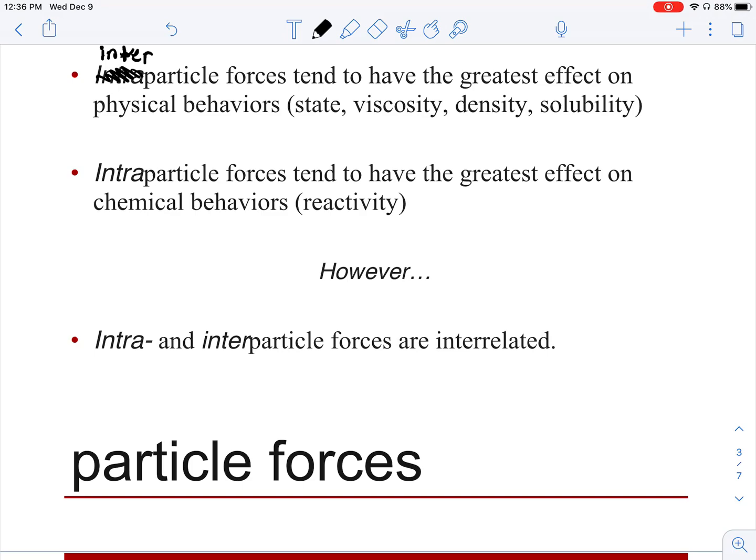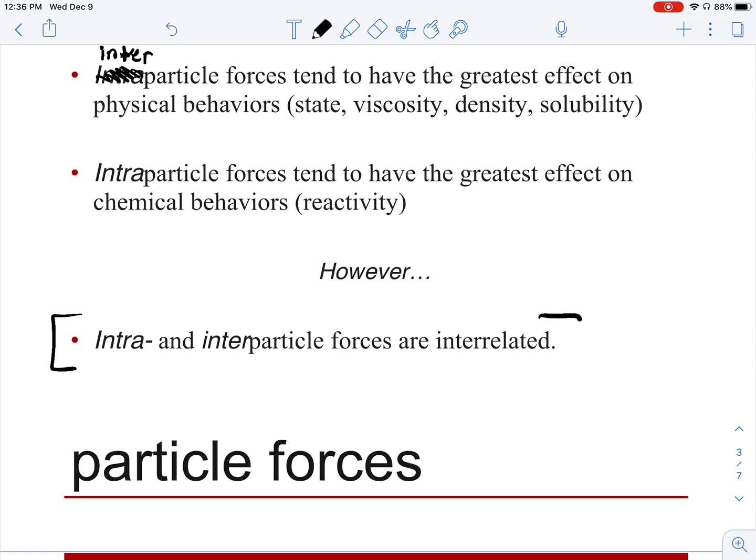The intraparticle forces tend to have the greatest effect on chemical behavior, so reactivity. If you're going to pull the atoms apart and rearrange them into something else, then the ability to pull them apart, or the motivation to pull them apart in terms of energy and entropy and enthalpy and all of that, is based on the types of bonds that are there in the first place.